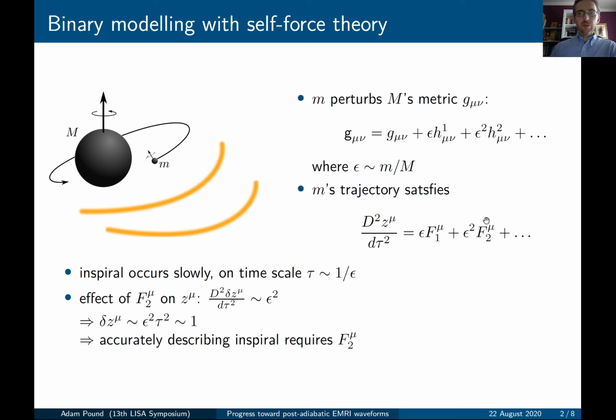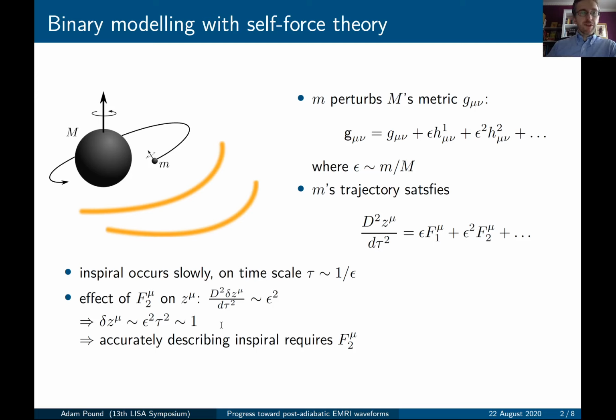Now let's say we omitted second order and above terms in this equation of motion. So we omit F2, then our equation of motion has an error of order epsilon squared. If you integrate that twice, you get an error in the position, epsilon squared times time squared. And so on this long inspiral time scale, that accumulates to an order 1 error in position, which then translates into order 1 error in your phase. So your waveform phase could be 90 degrees out of phase with a true waveform for the entire inspiral.